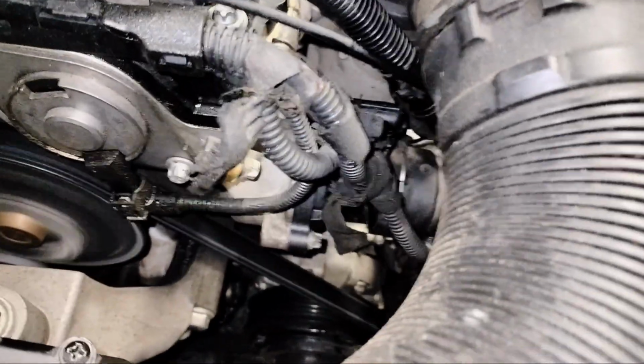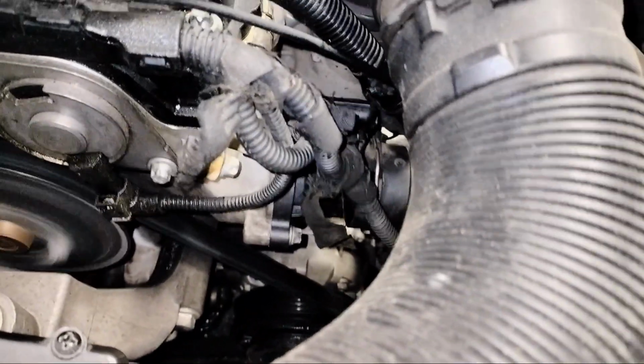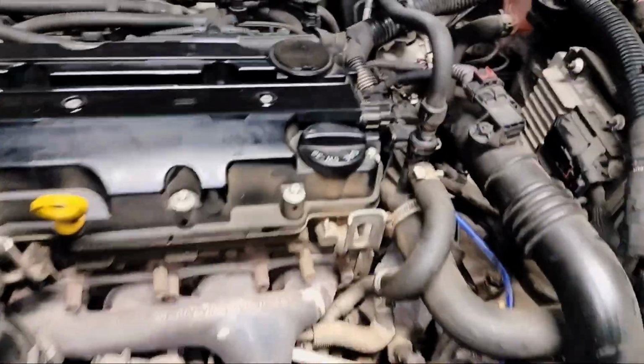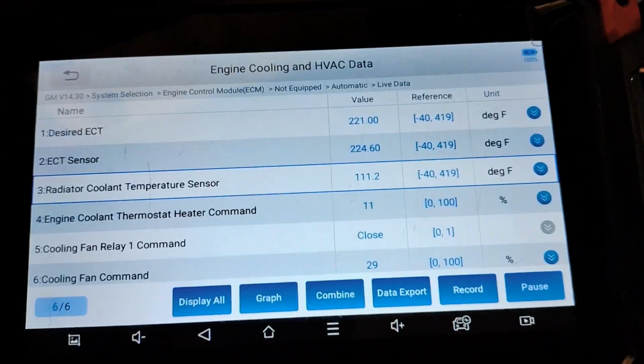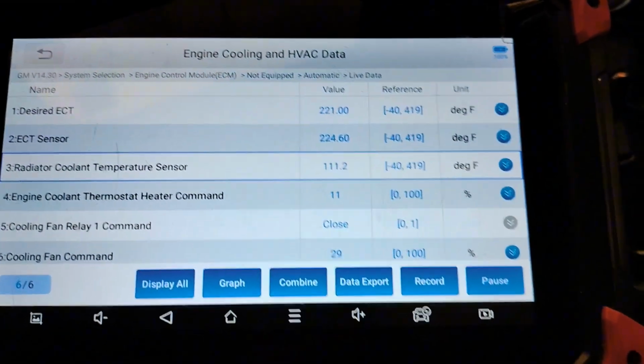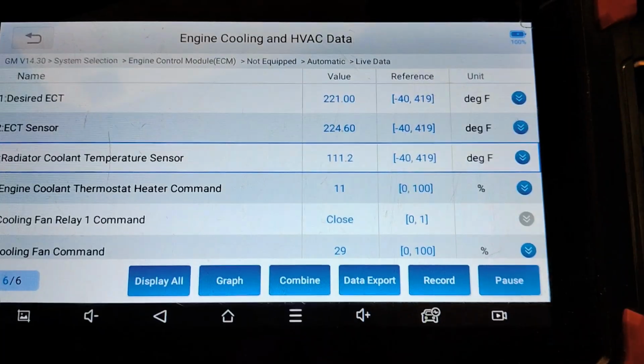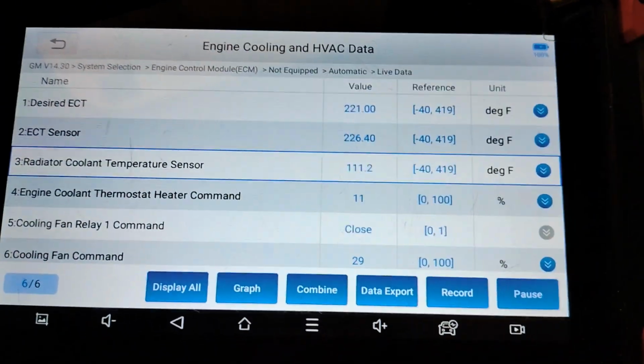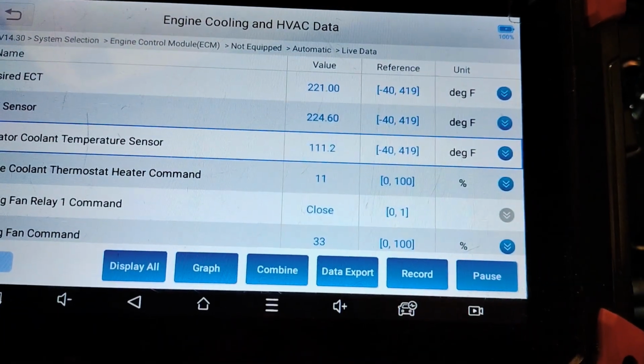All I just have to do is go for a test drive, check for leaks. But I believe this is going to be a successful repair on this particular engine. So I have confirmed that the vehicle's thermostat element is working correctly. I went around on a trip. I'm going to show you on the video.